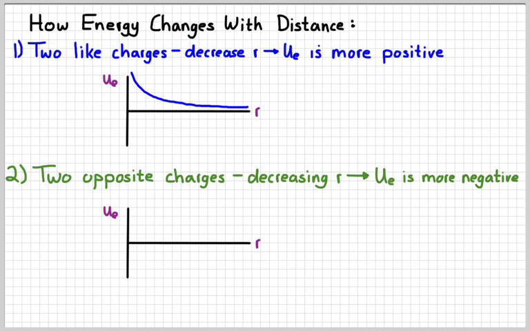For two like charges, the energy is going to be positive. If they have 0 separation, potential energy will be infinity, and when they're very, very far apart, the potential energy will be 0. For two opposite charges, when they are not separated by any distance, the energy would be negative infinity. And then as the distance gets far, far apart, the energy goes to 0.